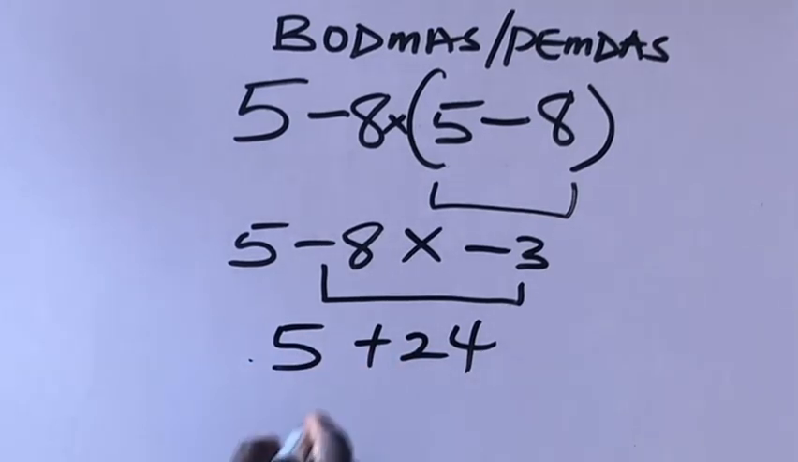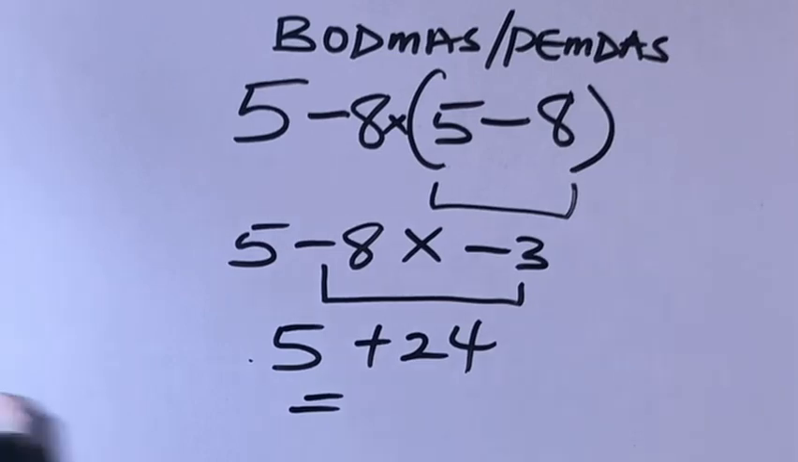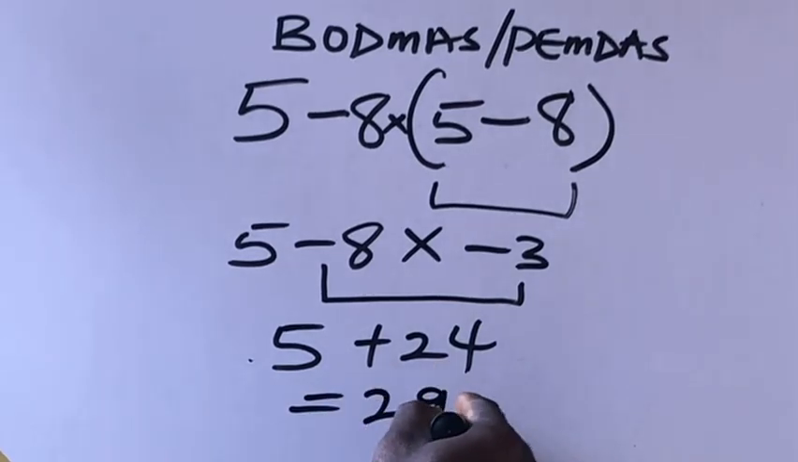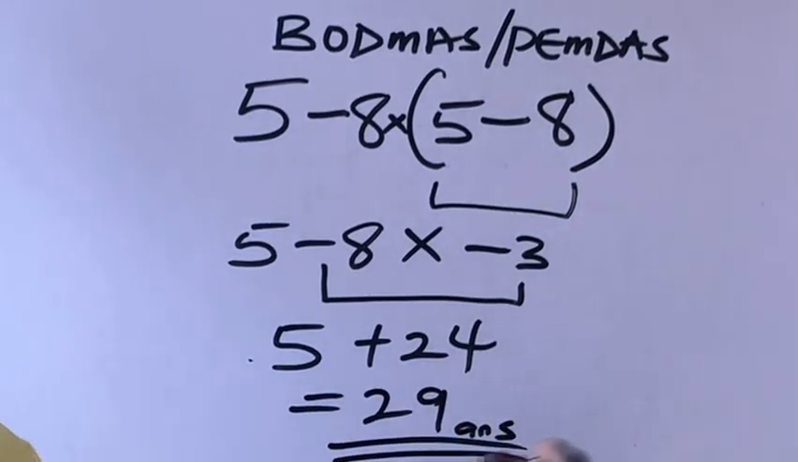5 plus 24 will give us what? 29. So 29 is our final answer.